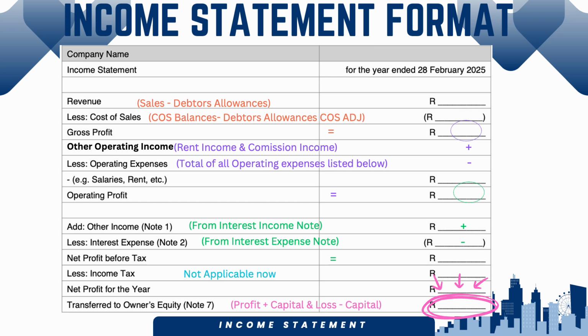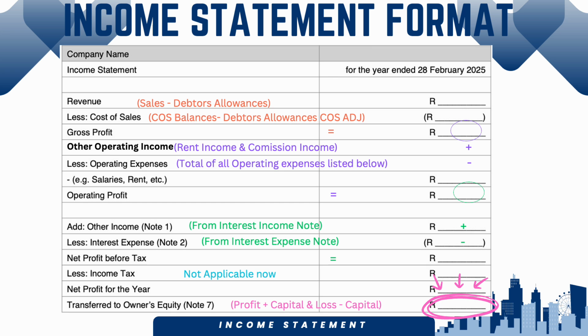So what do we do? We take our operating profit that we just calculated, we add any interest income from note 1, then we deduct any interest expenses from note 2, and this will equal or give us our net profit before tax amount. Right. So for this current year, it's important to note that income tax will not be applicable for you to calculate or to do anything with for the current year right now. So this is probably a line item that you won't see again this year, right? So your format will go straight from net profit before tax or from net profit to transfer to owner's equity.